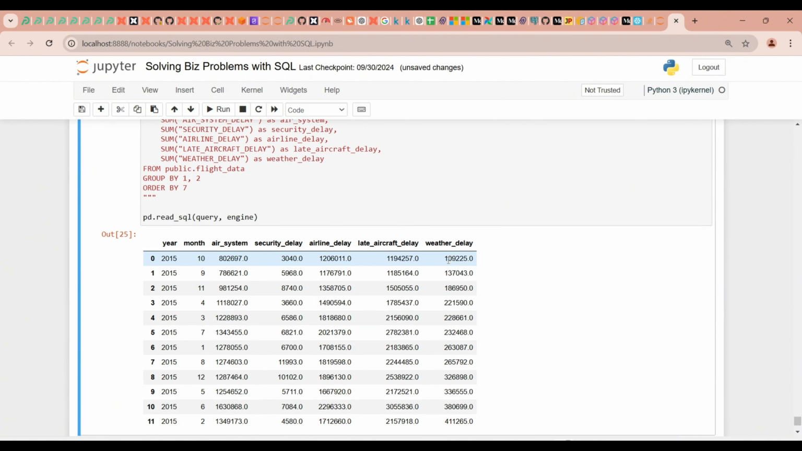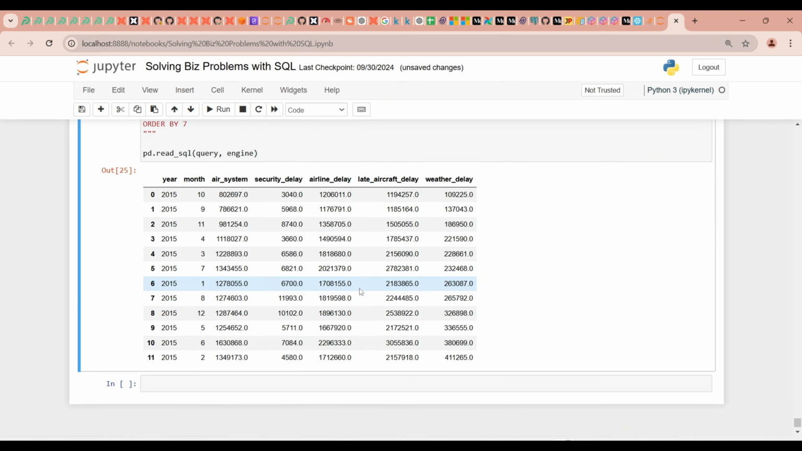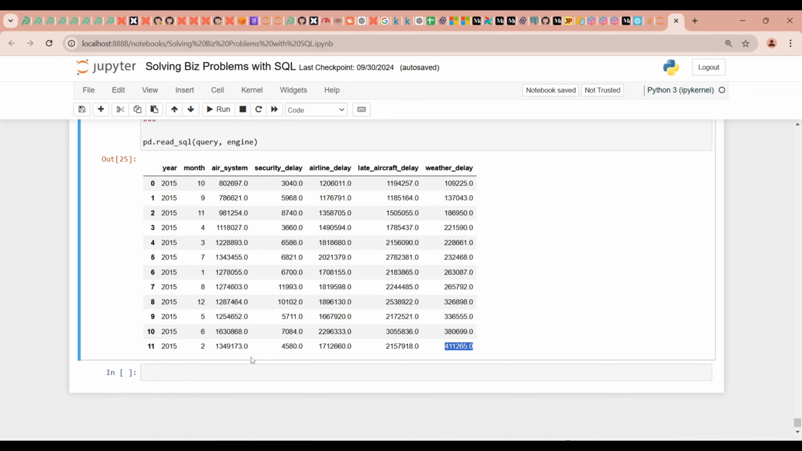And you can see, ooh, what's this? This is supposed to be sorted by, okay, this is in ascending order. So the weather delay is highest in February 2015. Security delay is the least of the delays compared to every other delay. It's not really very significant.